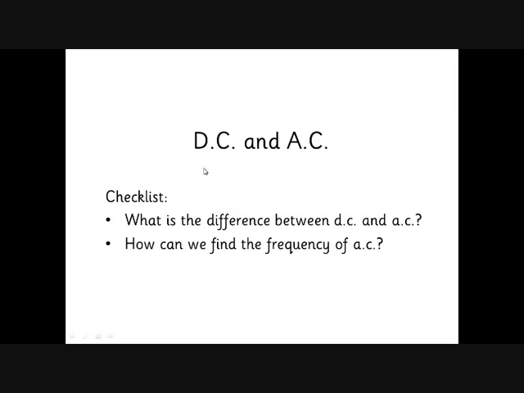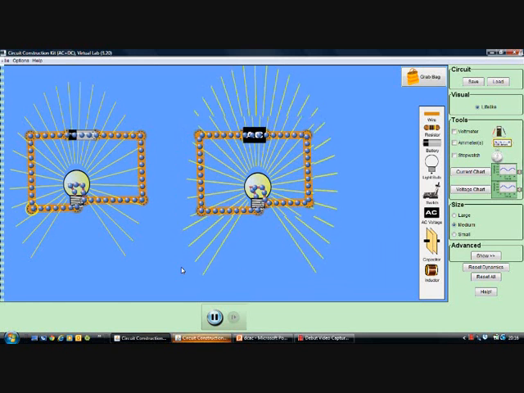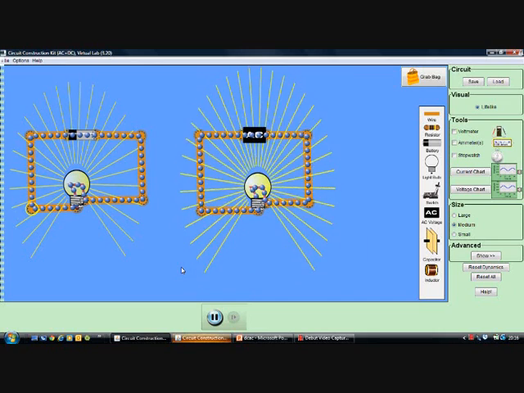Okay, just a little bit on its own on electricity. We've got to talk about DC and AC. This is direct current and alternating current. We're going to talk about what the difference is between them. And then the tricky bit, we're going to talk about the frequency of alternating current and how you can find that from a graph.